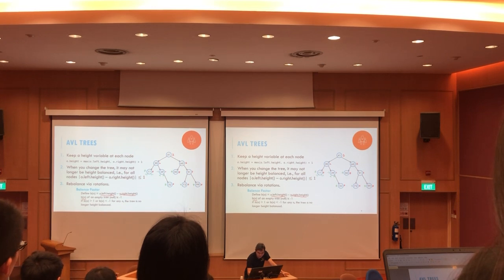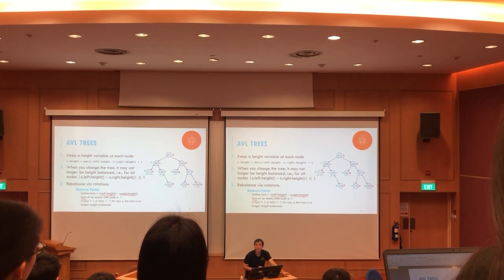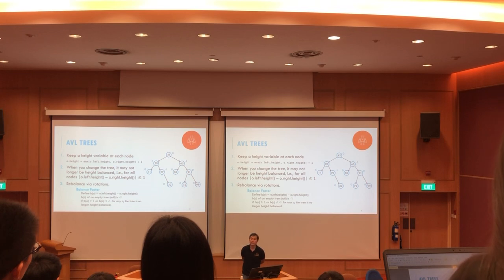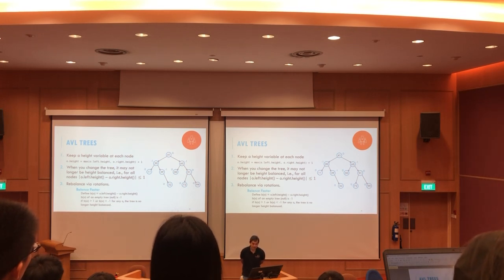This side, the height is 0. What's the height here? 1. What's the balance factor? 0 minus 1 is -1. So you repeat this throughout the tree, and you're going to get these balance factors. Again, you just repeat this process: you compute the heights, and then you compute the balance factors.